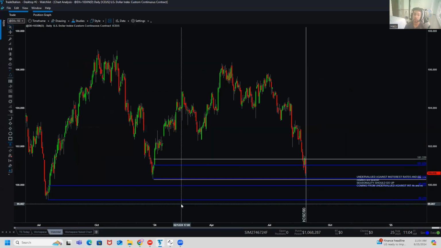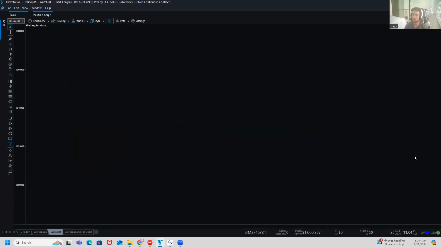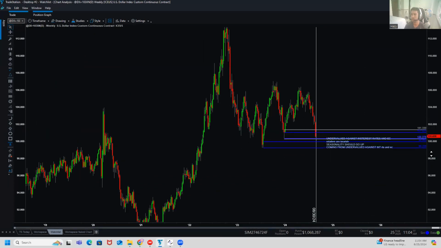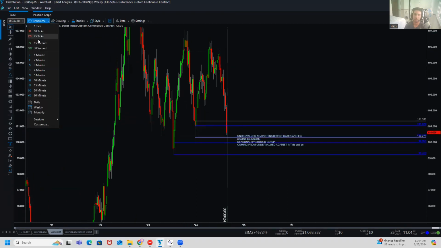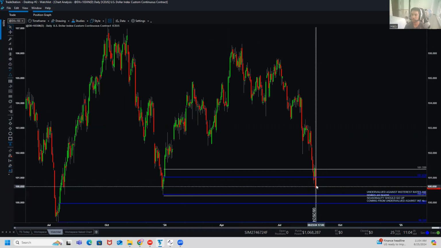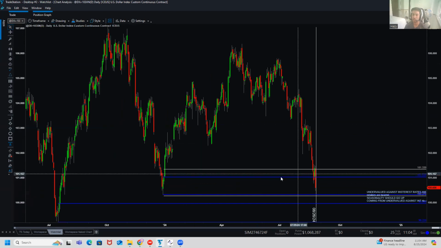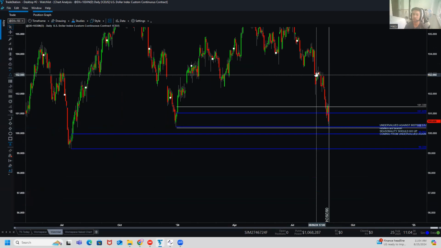So let's start with DXY. DXY looks really good actually. Still looks really good. We go to the weekly, we're still in that demand zone. We entered. Let's look at the daily. We're also inside this daily demand zone, so we have big brother, small brother coverage.